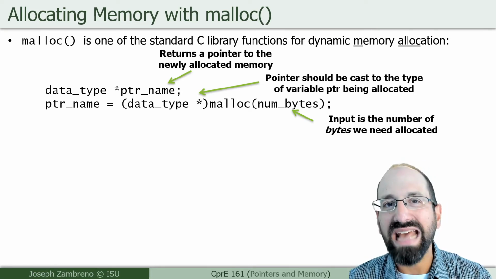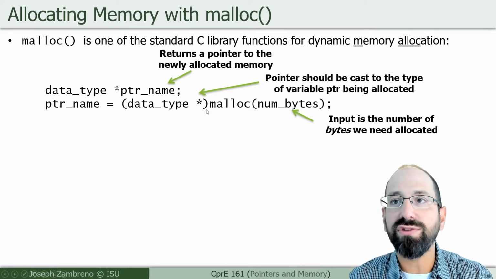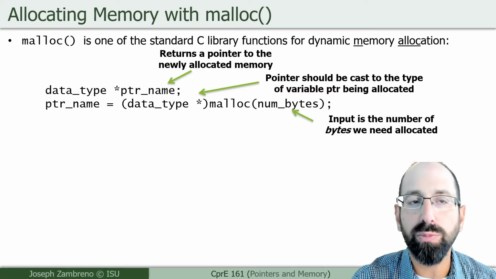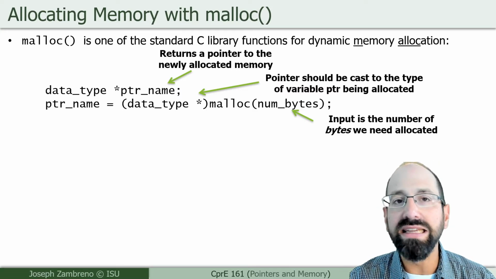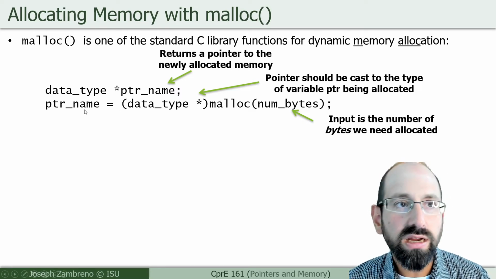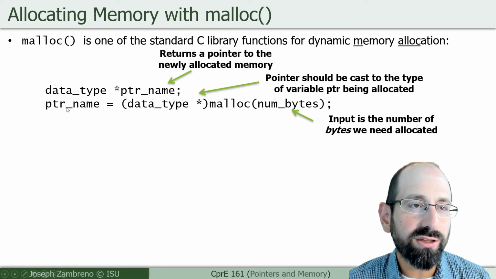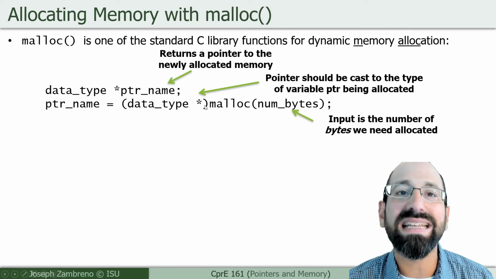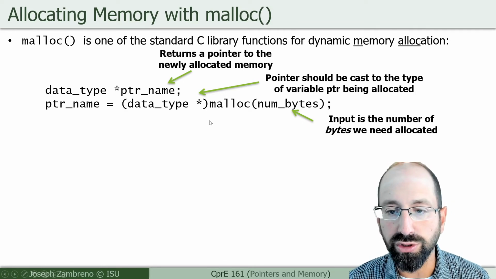prototype for the function, has a void pointer associated. We then have to cast it to the type of variable pointer being allocated. You don't technically need to, but you'll get compiler warnings when you don't. So if I have an int star pointer, malloc is going to return a pointer to the newly allocated memory, and we're going to cast it to an int star type to return that.